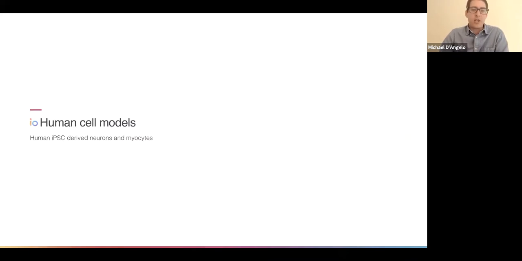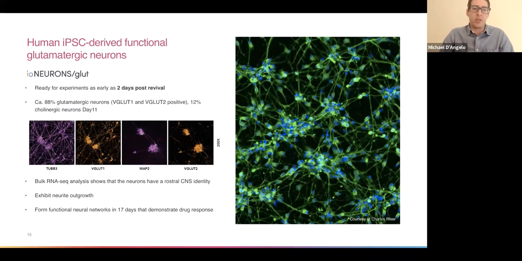So now I'd like to show you some data from some of our human cell models. These will be our iPS-derived neurons and myocytes. First up is our fully launched product, which is the human ioneurons GLUT product. These are ready for experiments as early as 2 days post-revival, and the majority are glutamatergic neurons, something like 88%, and a smaller subpopulation of cholinergic neurons.